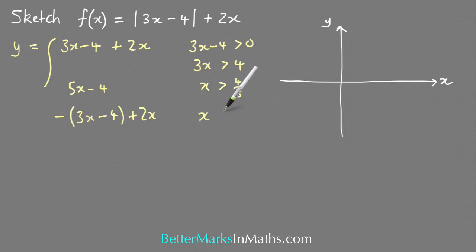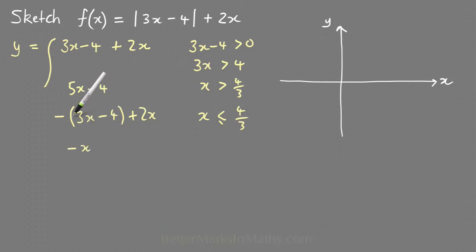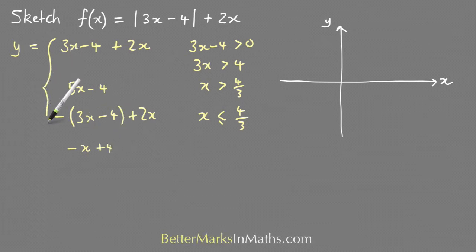So that's x less than 4/3. One of them has to be an or equal to. It doesn't matter which one. So I might as well make this one here. And then tidy this up, and then that's minus 3x plus 2x, which is minus x, and then minus minus 4 is plus 4. So those are the two parts of the hybrid function, this here and this one here.